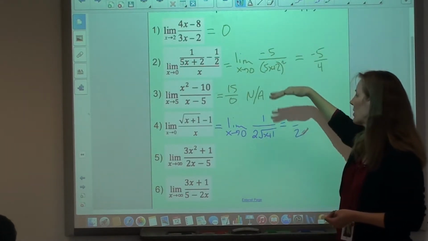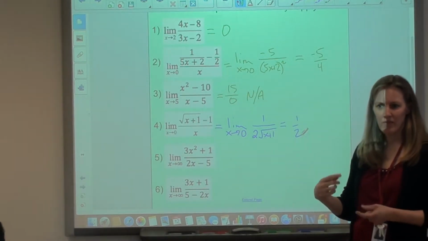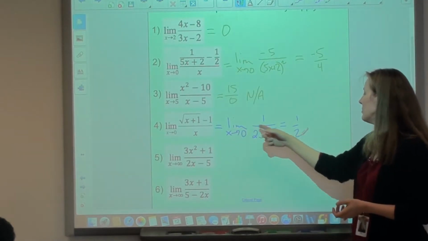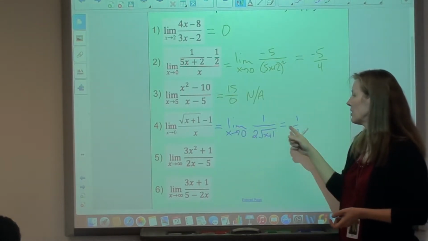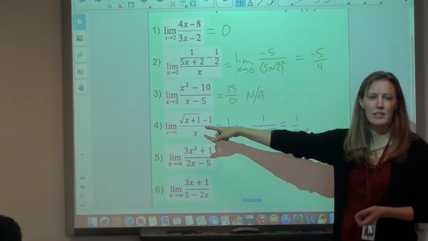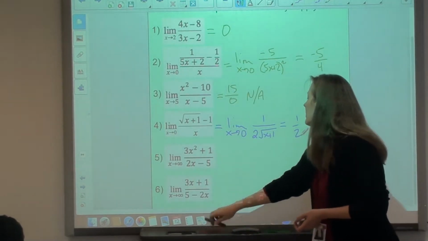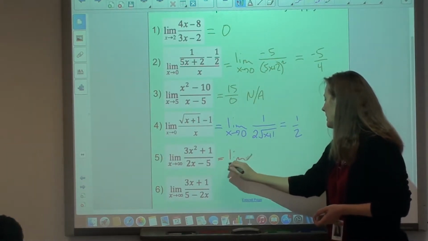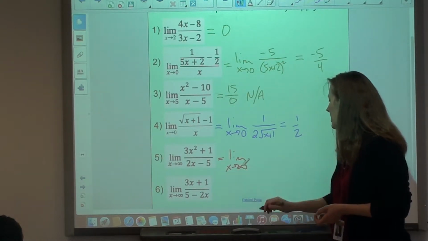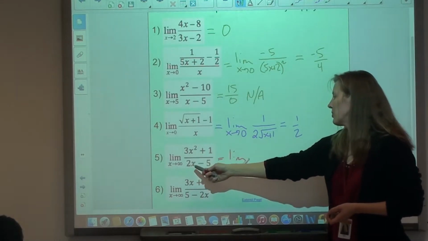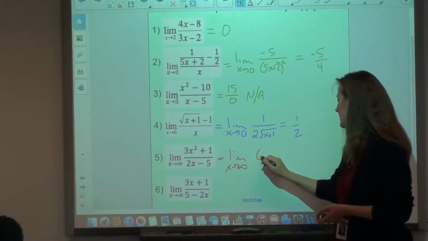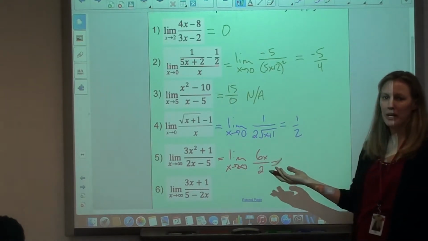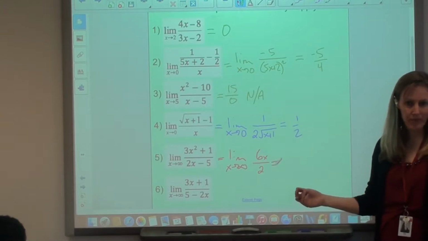How are you doing so far, 1 through 4? Good. Feel okay? All right. To me, it may be a little bit time consuming, but I think this is so much faster than rationalizing, right? Yeah. Okay. For number 5, if you do those limits as x approaches infinity, here we get infinity over infinity, so we take the derivative, we get 6x over 2, which is basically 3x, right? What is 3 times infinity? It's infinity.